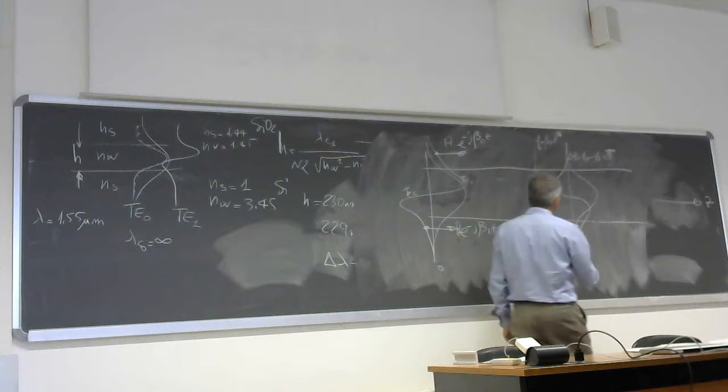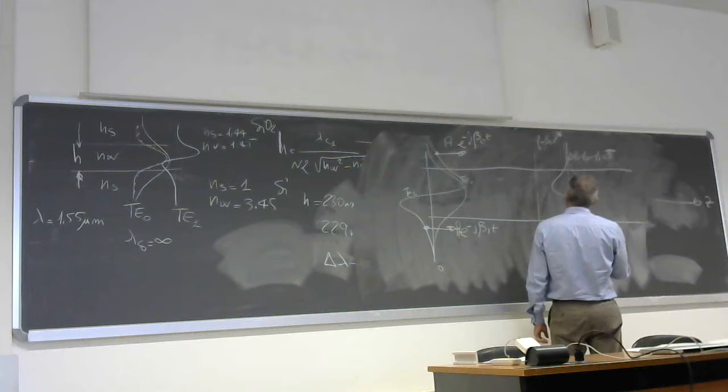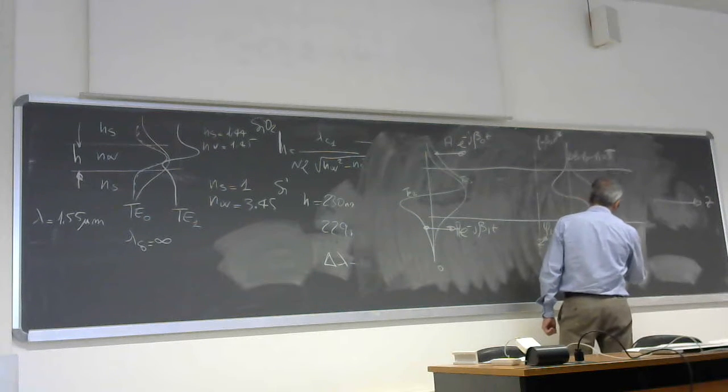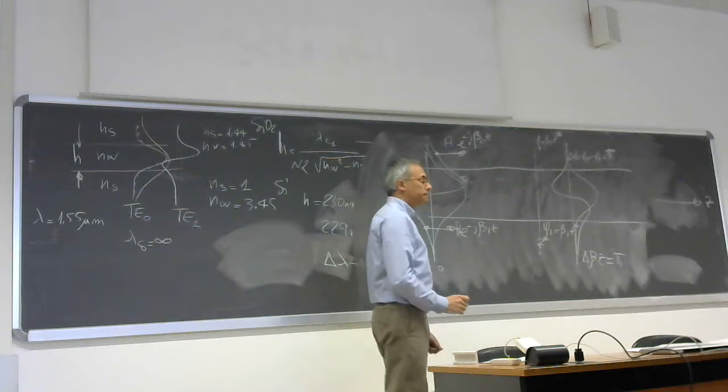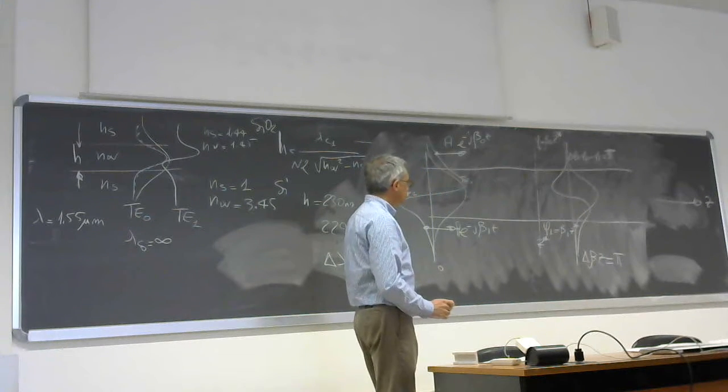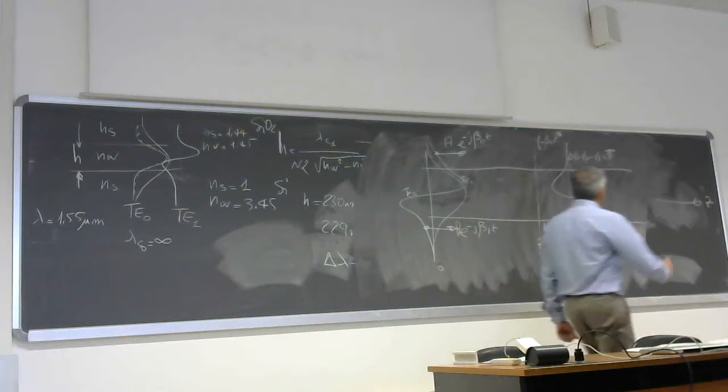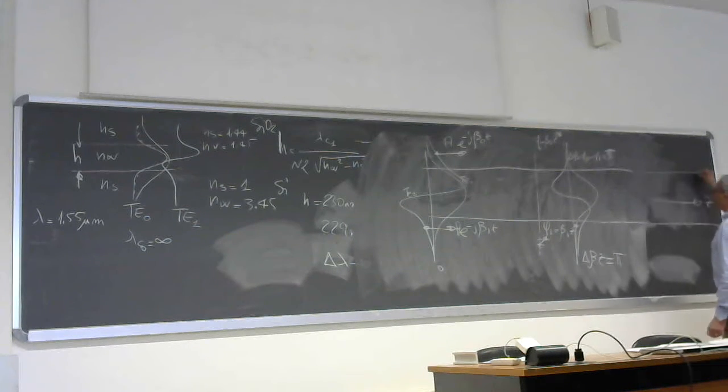So in this position, we have delta beta multiplied by zeta equal to pi. And if we continue to propagate, at some point where delta beta zeta is 2 pi, they are back in phase.